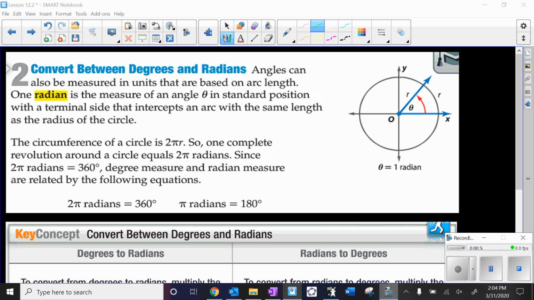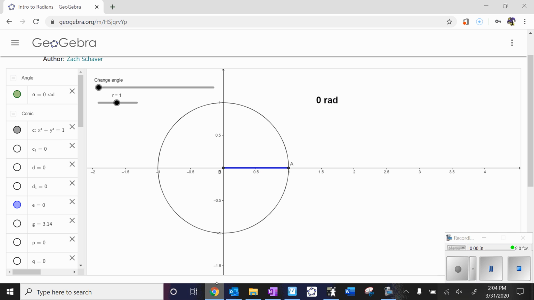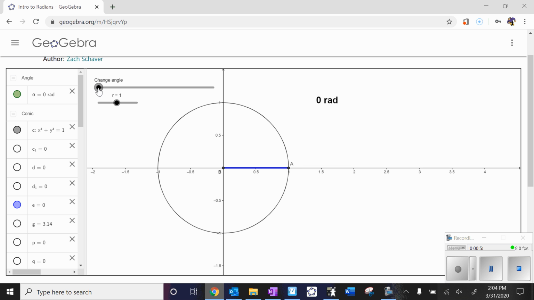So to bring in this idea, I'm going to use this GeoGebra to help us. Okay, so as I spin, notice that the radius of this thing is 1. Each one of these blue lines is going to come up and measure the circumference of the circle, essentially. So as I move this, we're saying that the angle measure now is 1 radian. Right in here, this is 1 radian because I'm measuring that angle with 1 radius.